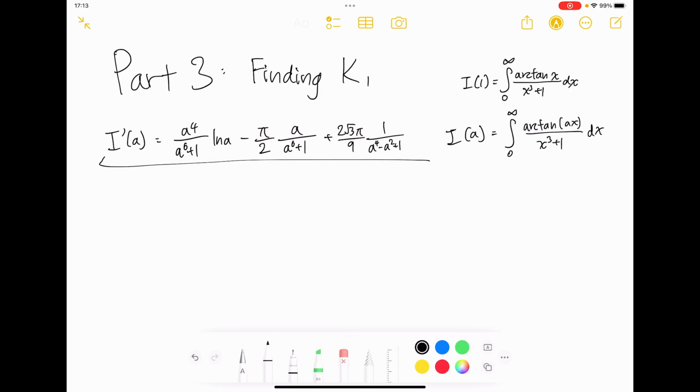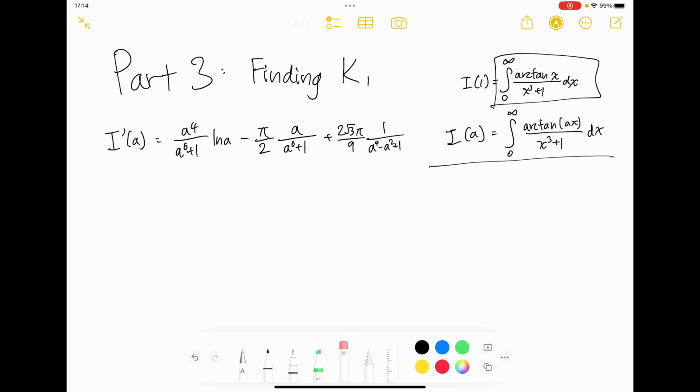This is what we derived last part, an expression for I prime of A. And what's I prime of A? It's the derivative of I of A. What's I of A? It's this. And why do we have this? Because this is our original integral, and we made I of A as an integral function in terms of A, just to help us solve it.